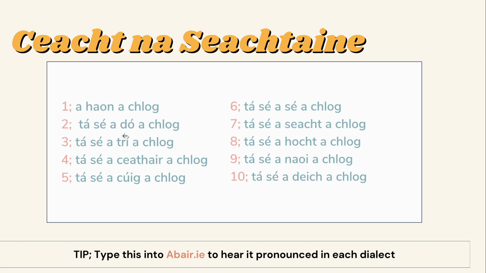Tá sé a trí a chlog, it's 3 o'clock. Tá sé a ceathair a chlog, it's 4 o'clock. Tá sé a cúig a chlog, it's 5 o'clock. Tá sé a sé a chlog, it's 6 o'clock. Tá sé a seacht a chlog, it's 7 o'clock. Tá sé a hocht a chlog, it's 8 o'clock. Tá sé a naoi a chlog, it's 9 o'clock. Agus tá sé a deich a chlog, it's 10 o'clock.